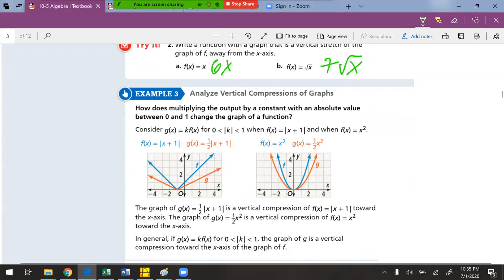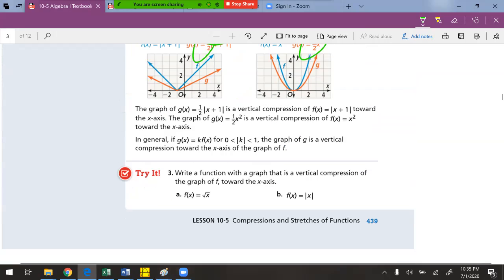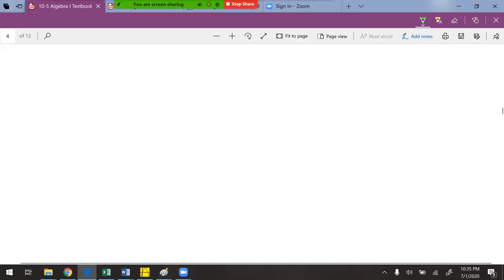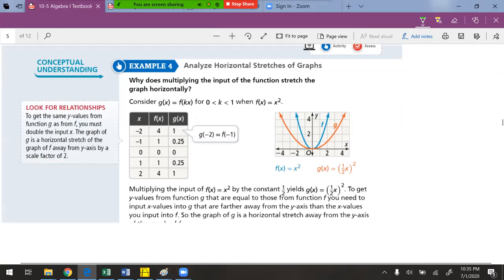Now let's do vertical compressions. Like we talked about, it's got to be between 0 and 1. So in other words, it's going to stretch. It's going to make it wider. Notice how 1/2 and 1/2, right? It stretches it. The number next to a function. So let's write a function that does a vertical compression. I don't know, 1/3 radical x, and then 1/7 absolute value of x. Simple, very simple. Last examples.